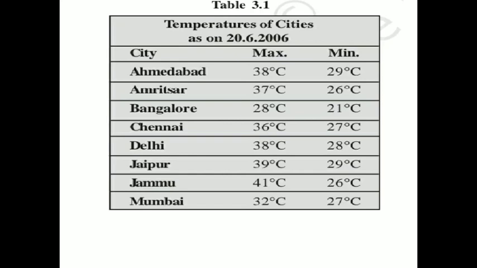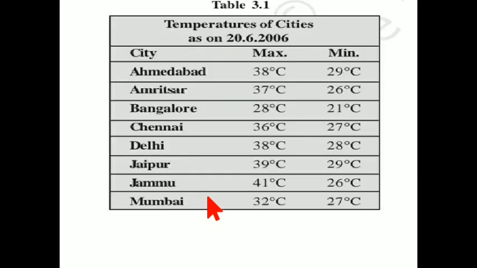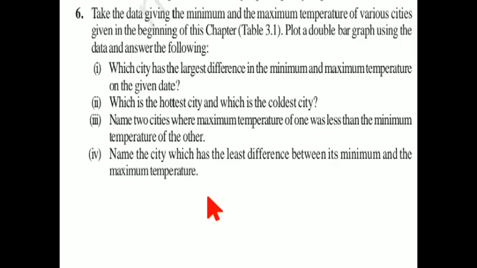Okay. So looking at this table, looking at this data, you have to plot the double bar graph, and the following question need to be answered. The first question is, which city has the largest difference in the minimum and the maximum temperature on the given data? Looking at this table, you have to answer this. Okay, so the next is number 2, which is the hottest city and which is the coldest city? Once you plot the data, once you see the data properly, you can easily answer this, right?